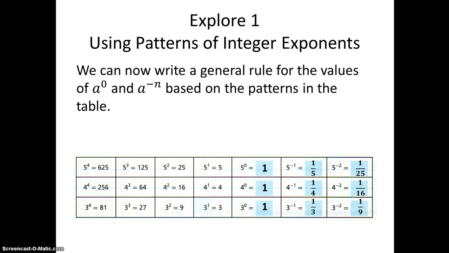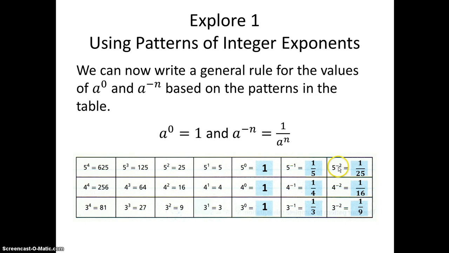What we can do now is use the patterns that we saw in the table to make a general rule for any number to the power 0 and any number to a negative exponent. In general, any number raised to the power 0, no matter what it is, is 1. So we're just going to adopt that as our rule. Any number that you raise to the power 0 is going to be 1. And any number raised to a negative power is just 1 over that same number raised to the positive version of that power. For example, 5 to the power negative 1 is just 1 over 5 to the power 1.